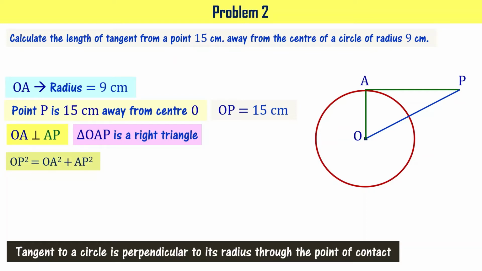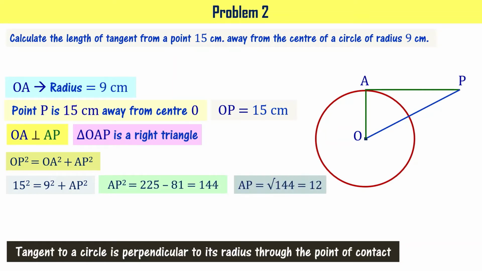Now, if you apply Pythagoras theorem, we can write OP square, that is hypotenuse square, equal to OA square plus AP square. We know OP equal to 15 centimeters and OA equal to 9 centimeters, right? Let's substitute them and simplify this equation such that you get AP square equal to 144. It means AP equal to root 144, that is equal to 12. So to answer the question, length of the tangent AP equal to 12 centimeters. Let's take a note of this point. Let's go to the next problem.